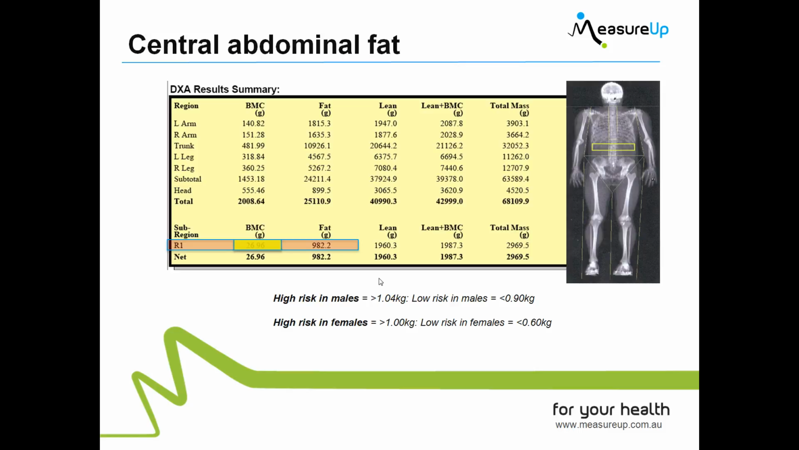Now, on our reports, that is a measure through here, through the subregion R1. High risk in males is when there is more than a kilo of fat in that area, and low risk in males for type 2 diabetes and heart disease is below 900 grams. So this person, if they were male, would effectively be moderate risk. In women, high risk is over a kilo and low risk is below 600 grams.